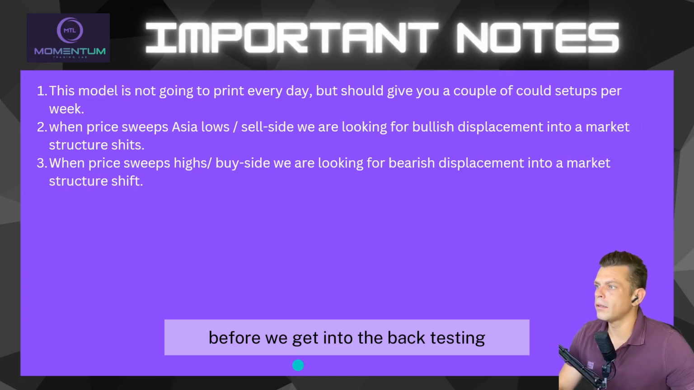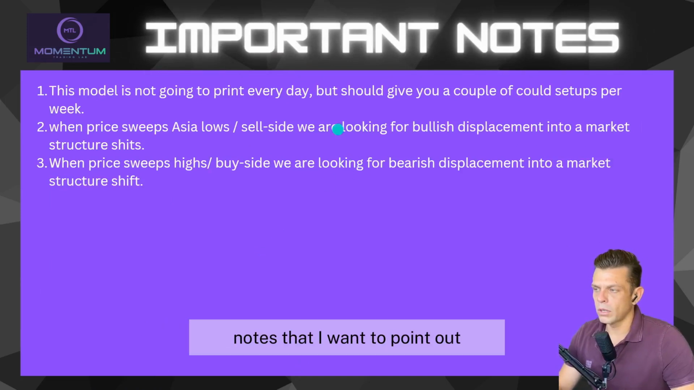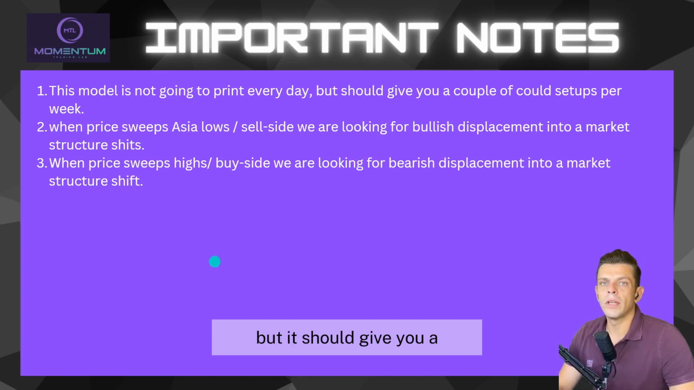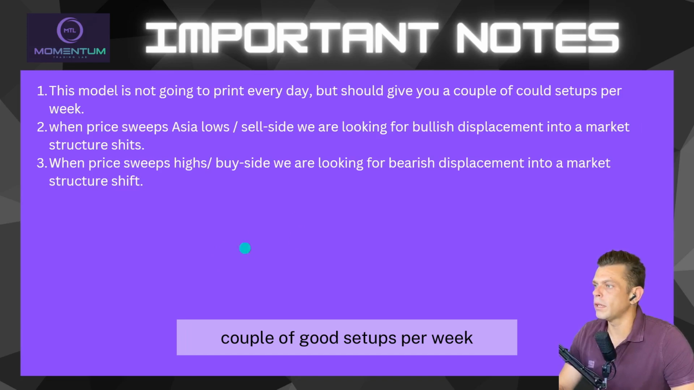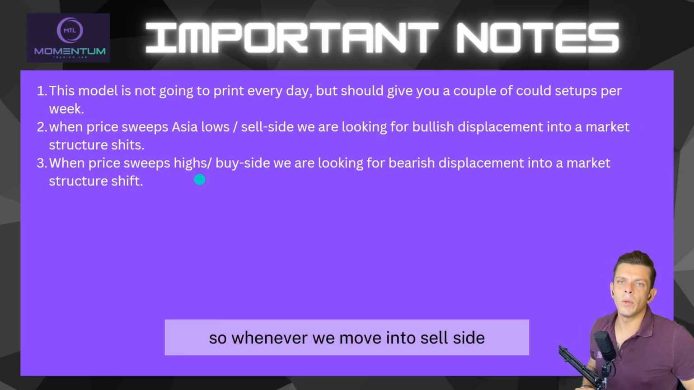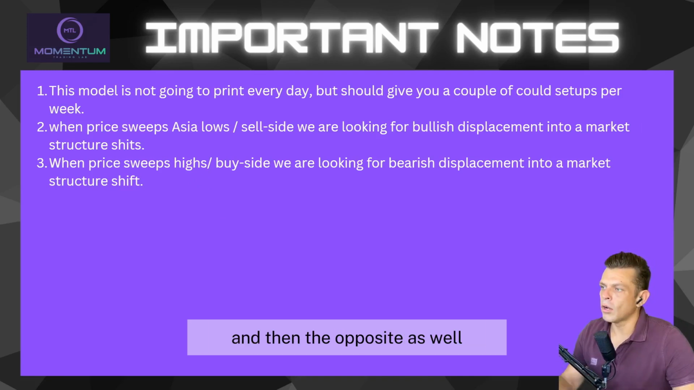Okay, before we get into the backtesting, there's just a couple of important notes that I want to point out. This model is not going to print every day, but it should give you a couple of good setups per week. Whenever price sweeps the Asia lows or the sell side, we are looking for bullish displacement into a market structure shift. So whenever we move into sell side, we are looking for longs, and then the opposite as well.